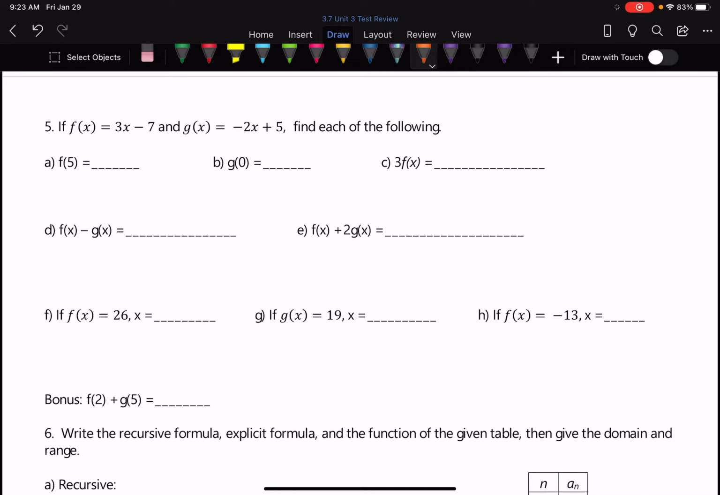All right, guys, Miss Adams again, and we're still looking at the Unit 3 test review. We're on page 2 now, so we're starting with problem 5.